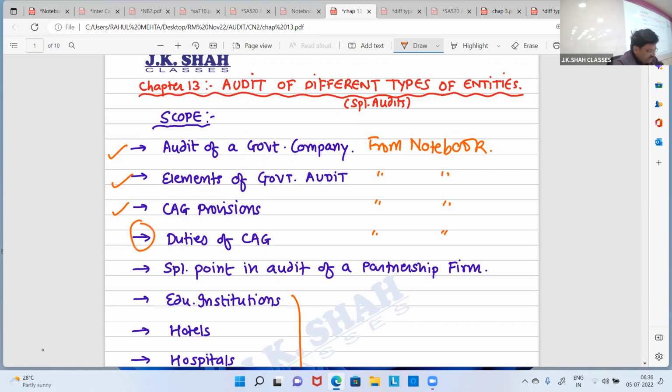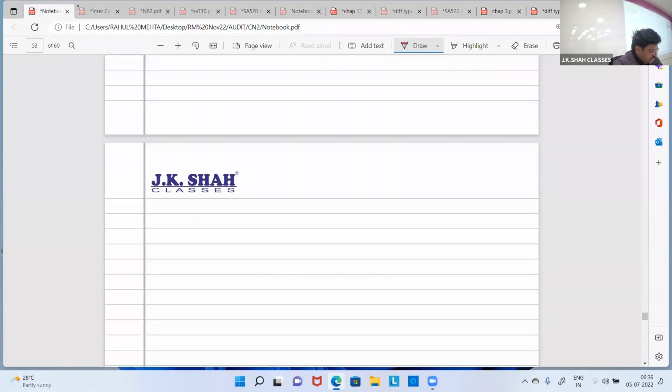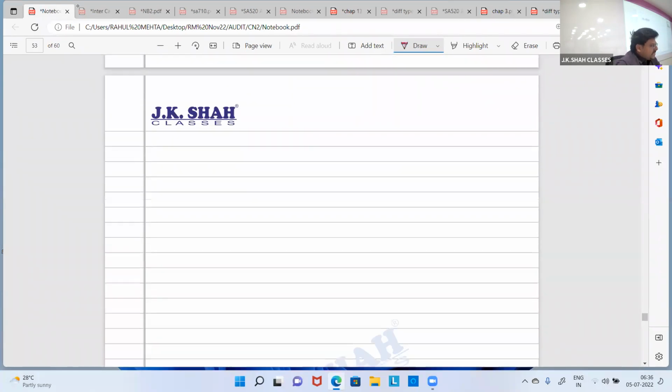Now, next what we have are nothing but the duties of an auditor. Now see, next we have the duties of the CAG. We have already done the provisions of the CAG. Now keep listening properly. Yesterday we saw that the CAG is appointed by the President of India, removed by the President of India, with terms and conditions by the President of India and all that. This question specifically is talking about the duties.